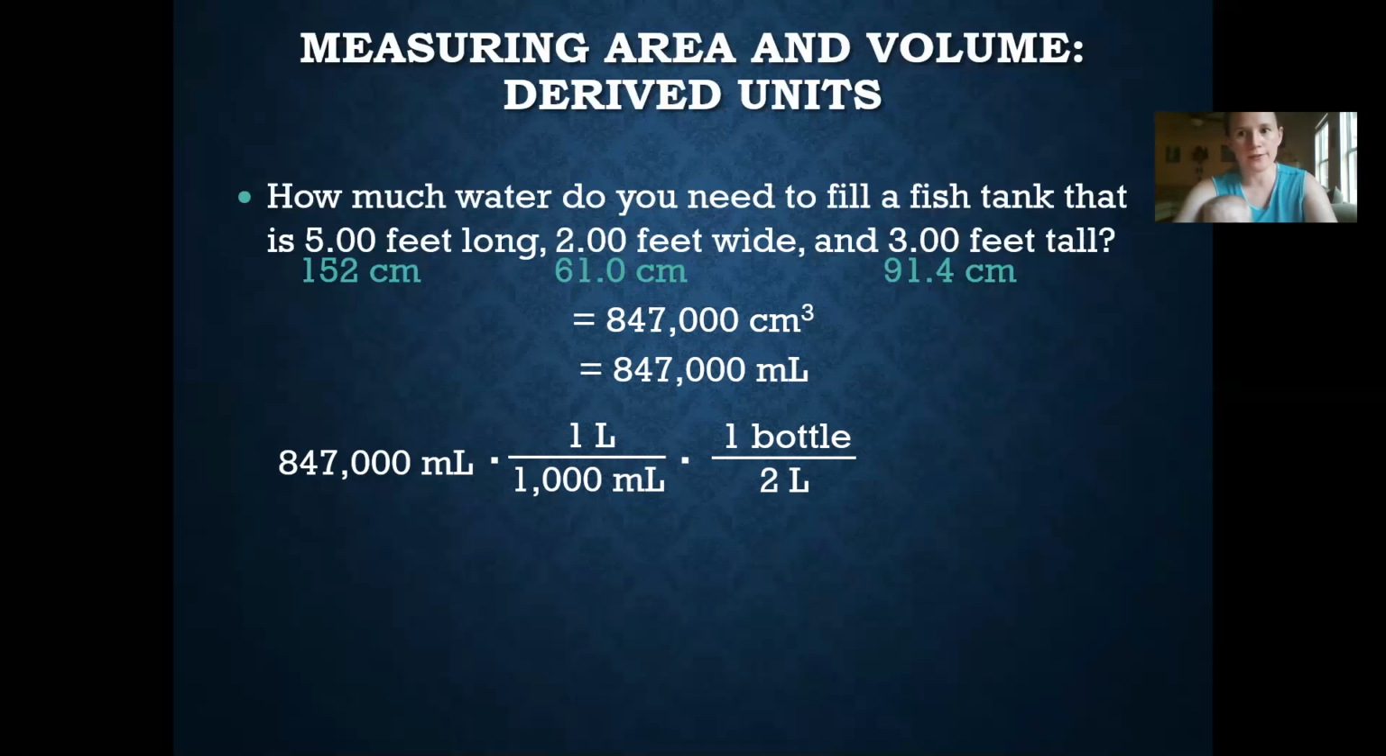We want to know how many bottles it's going to take, so we have to also multiply it by 1 bottle over 2 liters. So in other words, we're going to divide it by 2. So the milliliters cancel each other out, and the liters cancel each other out, and the answer is 423.5 bottles, but again, we only want 3 significant figures, so 424 bottles.